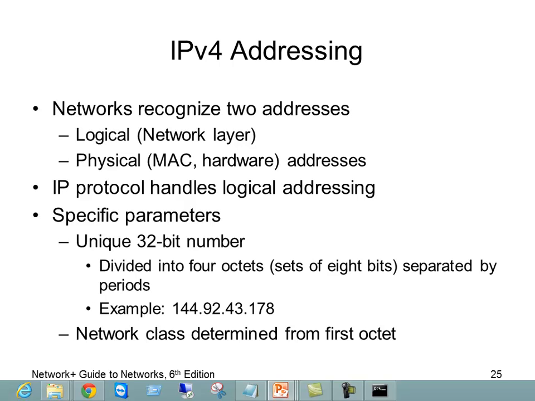IP4 uses a 32-bit number, and it's divided into what are called octets. In this example, 144.92.43.178, each of these is an octet. 144 is the first octet, 92 is the second one, 43 is the third, and 178 is the fourth. And the network class is determined from the first octet.